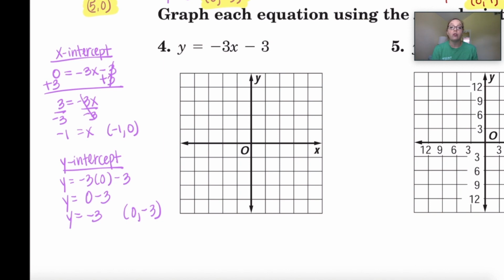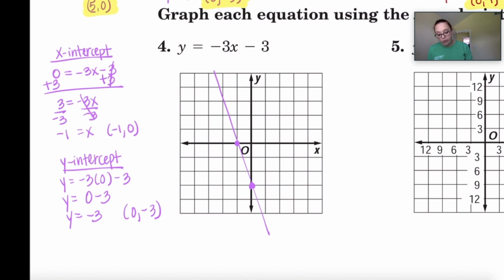So I'm going to plot those 2 points. So negative 1, 0 would be there, and 0, negative 3 would be there. Okay, just like in the last lesson, I took out my box. This is my box for my iPad, Apple Pencil. So I'm going to use this as a ruler. You can use an actual ruler, but you're going to line up your ruler or whatever device you're using, your straight edge, to those 2 points that you've drawn or plotted, and then draw in your line.